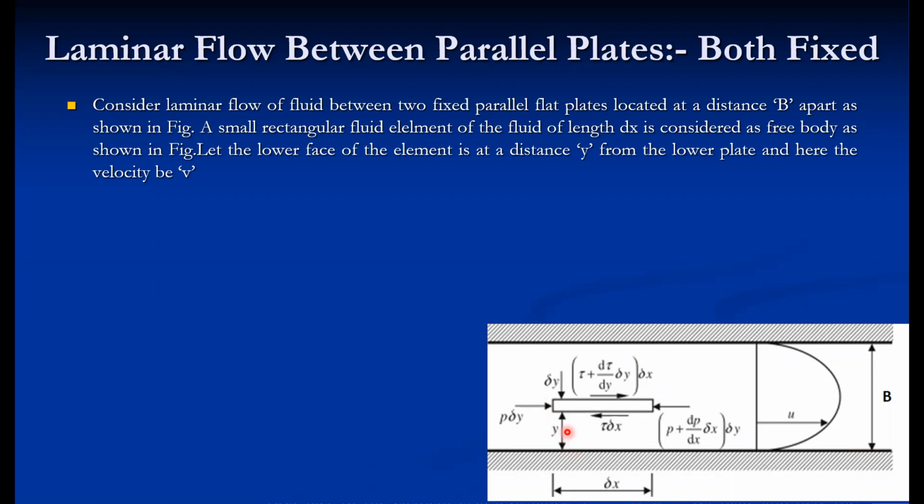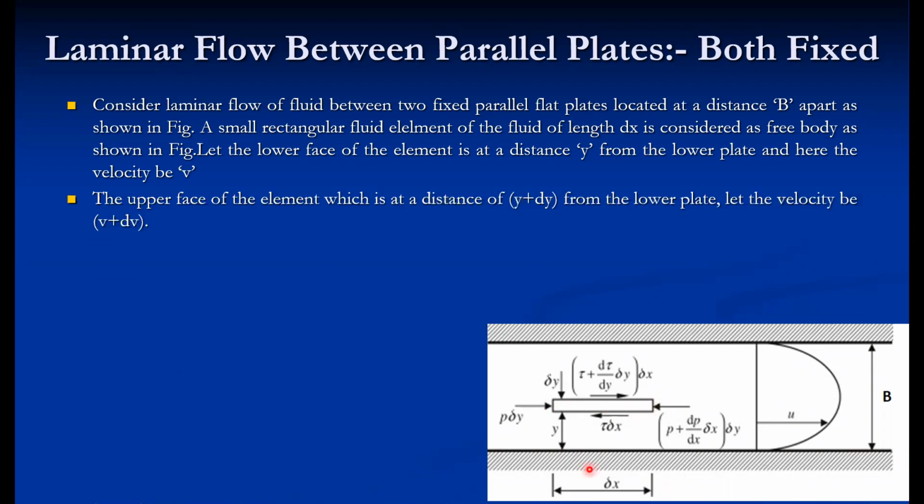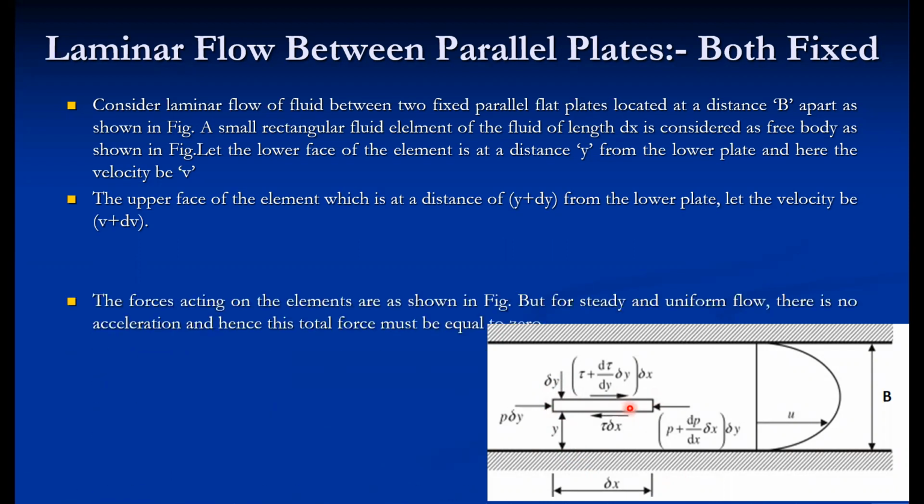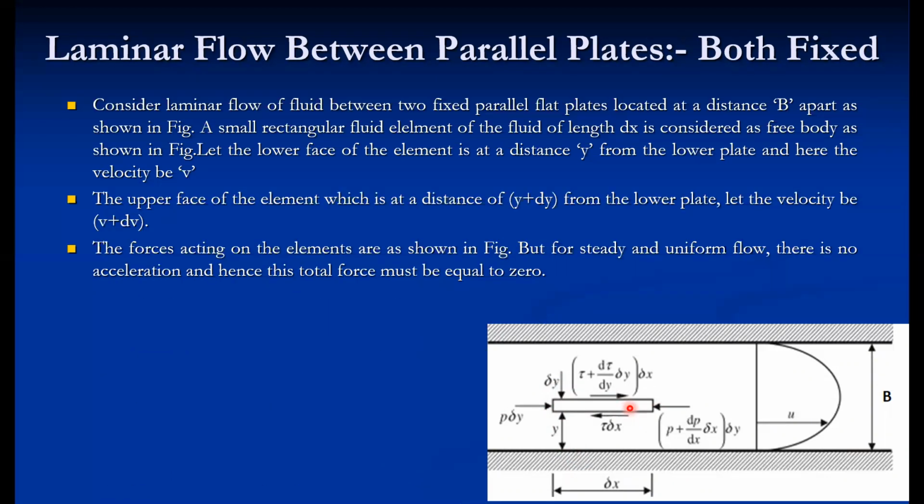Let the lower face of the element be at a distance y from the lower plate, and here the velocity is v. The upper face, which is at a distance y plus dy from the lower plate, has velocity v plus dv. The forces acting on the element are as shown in the figure, but for steady uniform flow there is no acceleration, meaning the total force must be equal to 0.